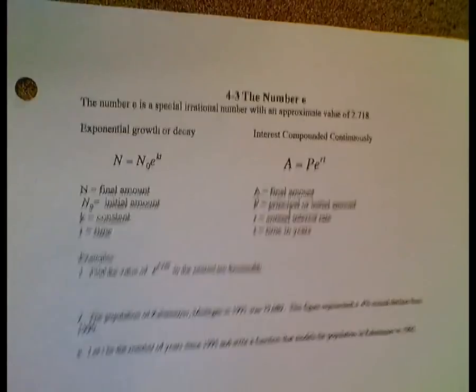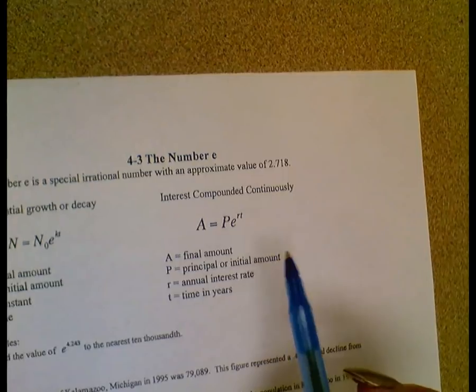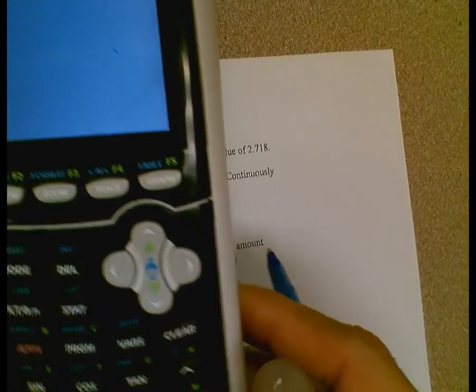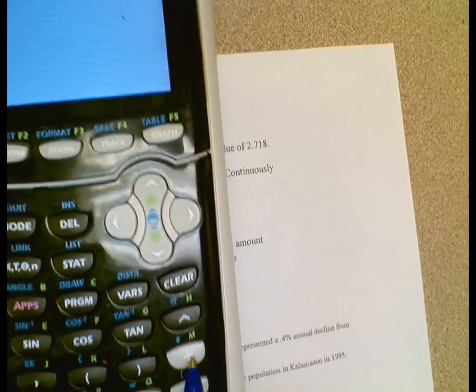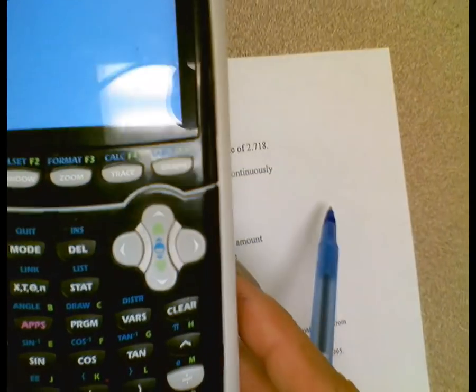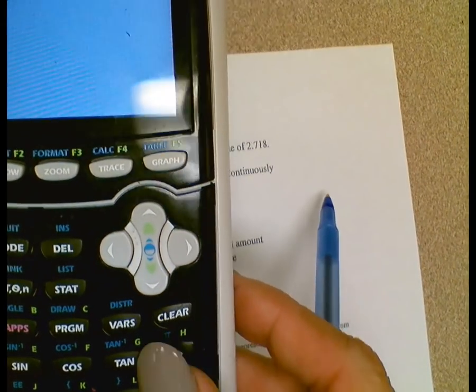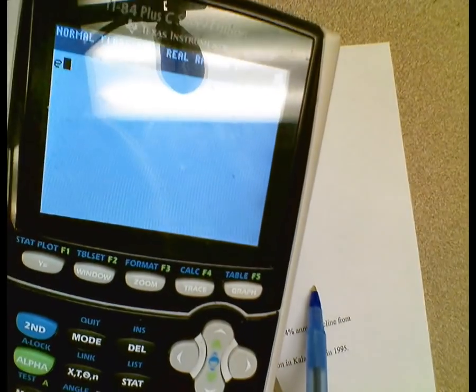Okay, so here's your other thing that you've done before. 4-3, the number E. What is the number E? First of all, let's look for it on the calculator. E is right here, above division. You guys see it? So if I wanted to see what E was, I'd press second division. There's your E. What is it?